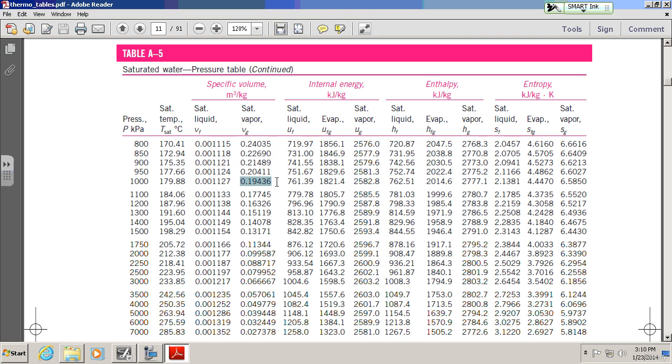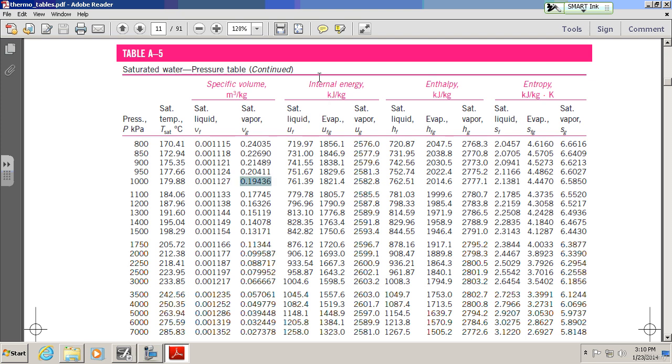Saturated vapor contains a lot more volume than saturated liquid. Water, once you boil it, spreads out. That kind of makes sense, right? It has a lot more volume. And so what we have here is a table that gives us the specific volume of saturated liquid and the specific volume of saturated vapor.